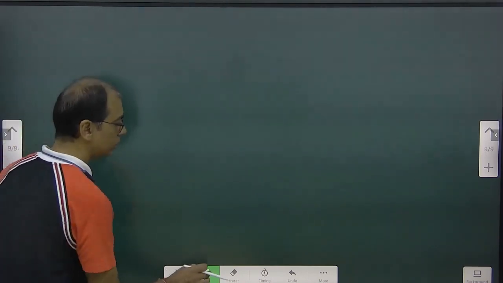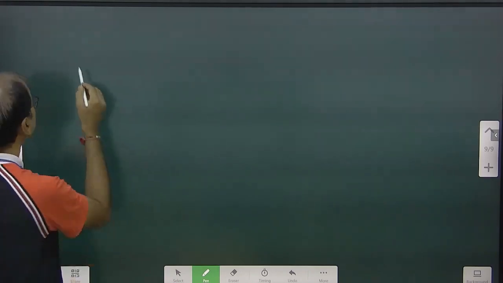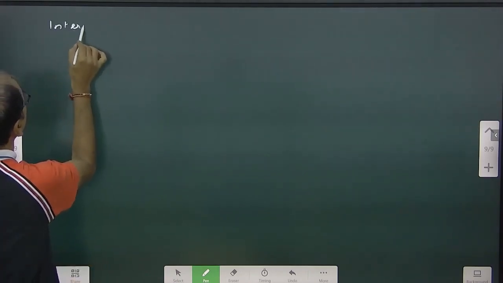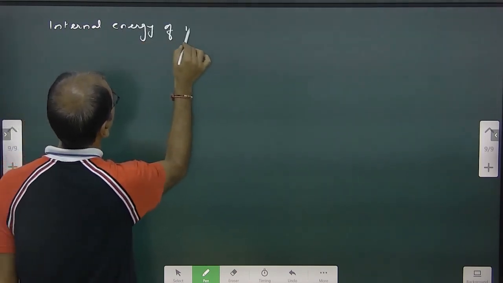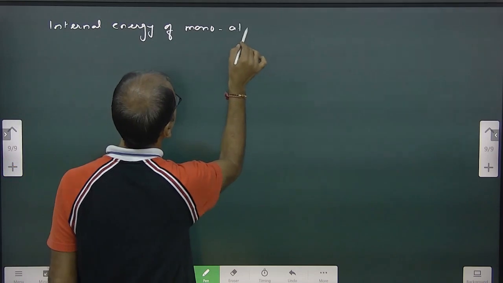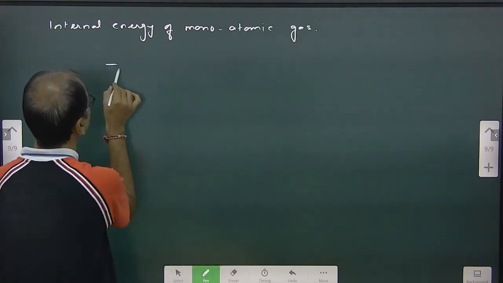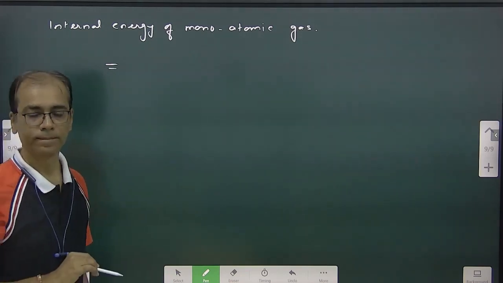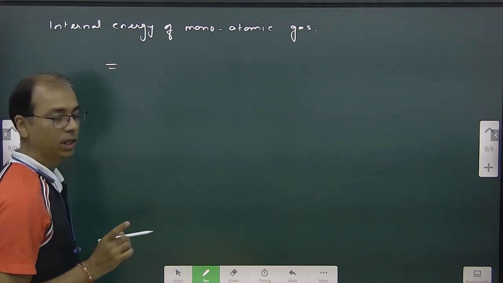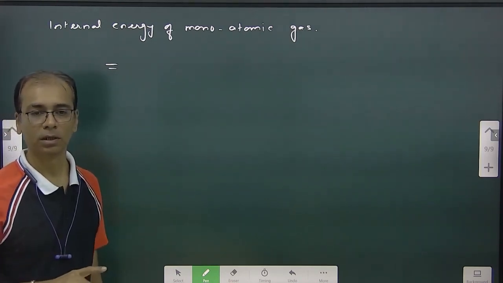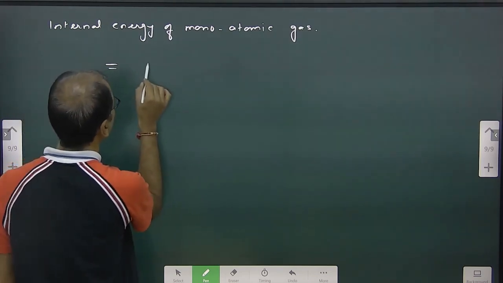Okay. So then let's talk about internal energy of monoatomic gas. So how many degrees of freedom? 3. Three degrees of freedom, and each degree of freedom has how much energy? 1 by 2 RT, right? So three degrees of freedom.